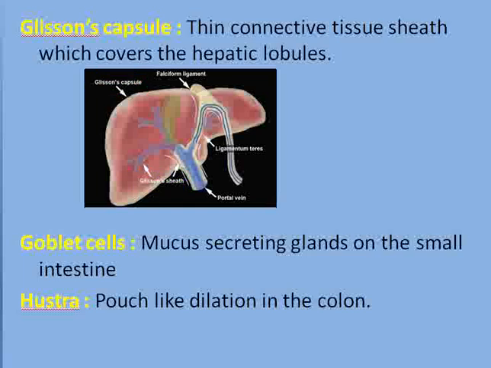And then the next one we have the goblet cells, which we have already seen in the first video itself. The mucus secreting cells in the small intestine are called goblet cells. The next term is haustra, the pouch-like dilations which are found in the colon. That we call the haustra.